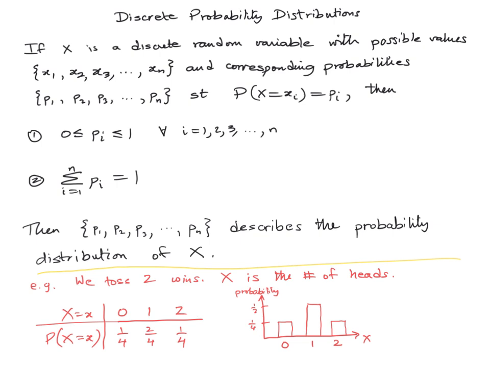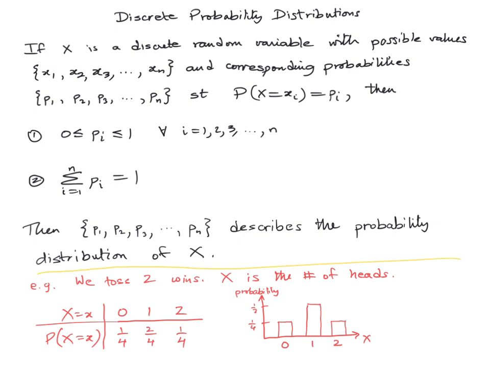Then there's two things we know. The first is that all the probability values are somewhere between 0 and 1. It's possible to have a probability value of 0. That means that thing did not happen. It's possible to have a probability of 1. That means that thing is guaranteed to happen. And anywhere in between is okay for all of these probability values. That's what this is saying.